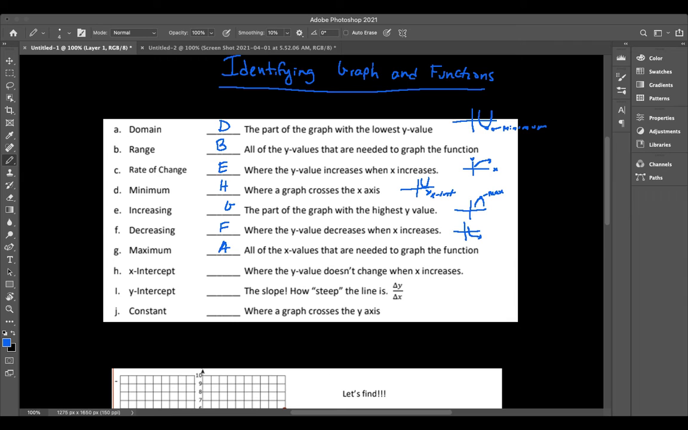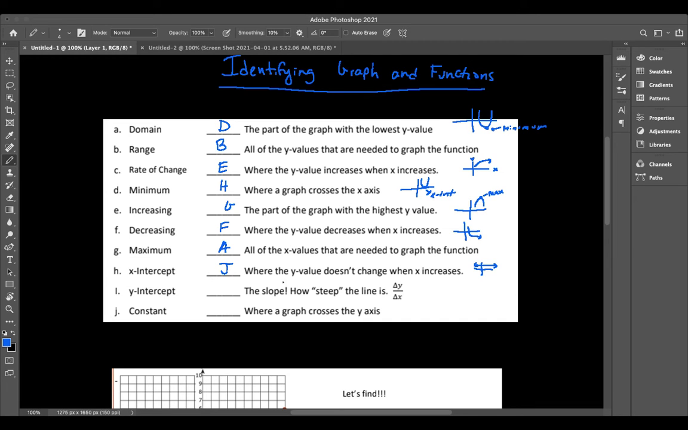Okay, where the y value does not change when x increases. Okay, so basically we have a situation like this. So the line is the y, and the line goes just like that down the line. So it increases in x, but never increases in y. So that would mean it would be constant. Constant, that would be J.